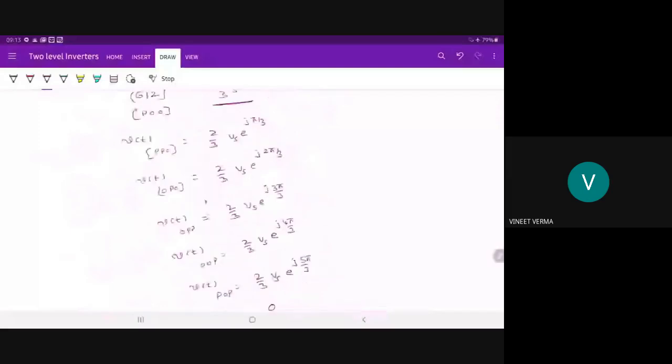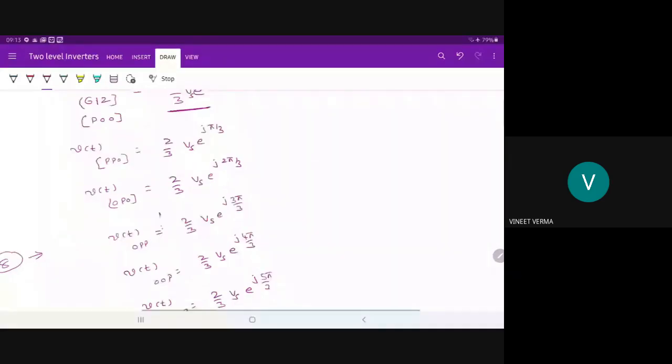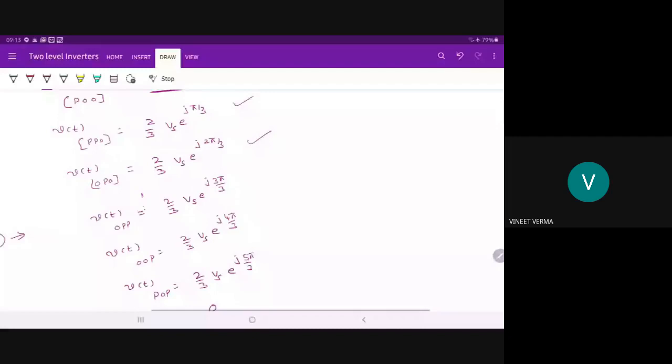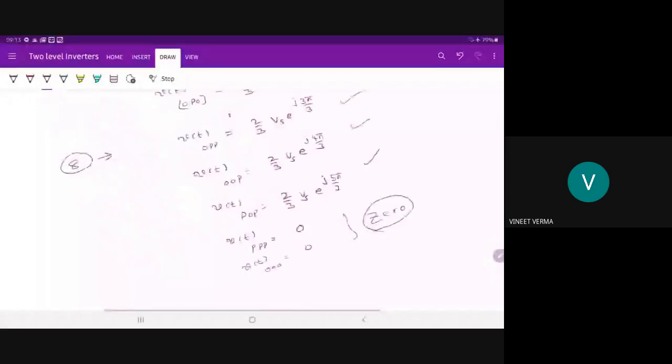These are all vectors, right? We have 8 vectors starting from 000 to PPP. Out of these 8 vectors, this will give some finite value. This also gives some finite value. This also gives some finite value, right? Whereas these 2, that is PPP and 0, 0, 0, will give you 0 value. So that means you have overall 8, that is 2 to the power of 3. Out of these, 6 are active vectors, whereas 2 are zero vectors. Okay, all these are vectors, right?